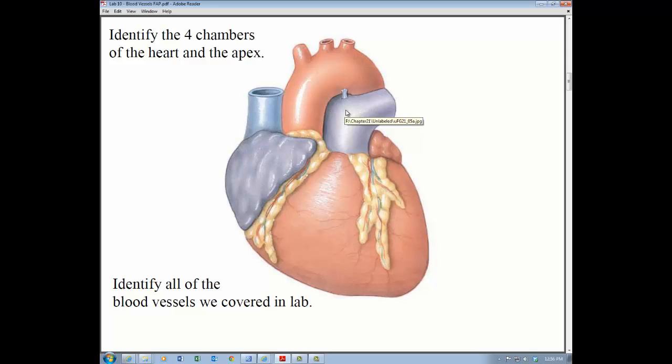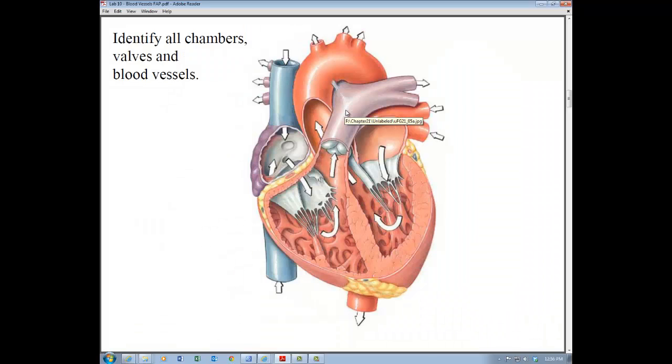And then we have here just a review of the different vessels leaving the heart. Recall that we have the pulmonary artery carrying blood to the lungs. We have the aorta here that carries blood from the left ventricle to the rest of the body. And then we have the different veins bringing blood to the heart. We have the inferior vena cava down here, the superior vena cava up here, both leading to the right atrium. And then we have the pulmonary veins.